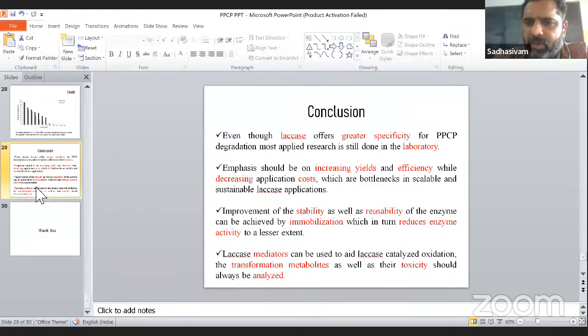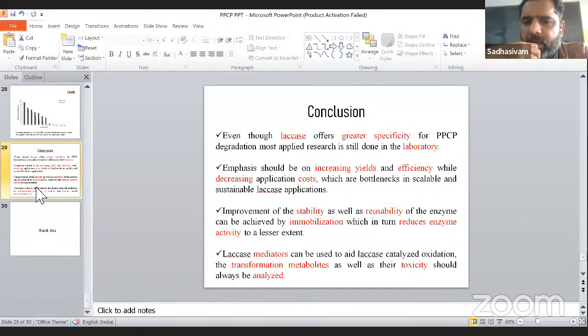Though the enzyme is offering great specificity and promising results for PPCP degradation, it is still in the pilot study, as I mentioned, because increasing the yield of the enzyme will significantly increase the cost of the operation. So there are some bottlenecks in enzyme production and application. Hence, certain things need to be considered, like how to keep the enzyme stable for operating in long and harsh reaction conditions, and how to reuse the enzyme effectively for a number of cycles.